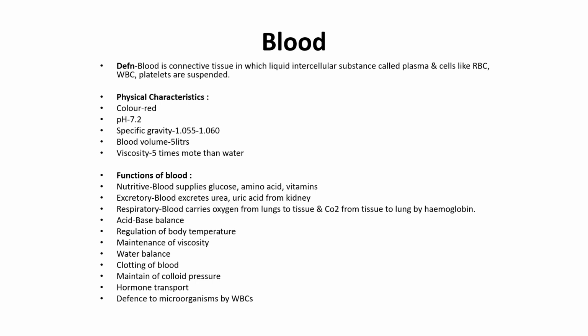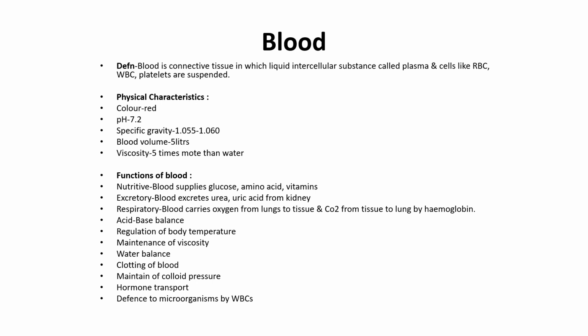Now we will see blood. So it is connective tissue, liquid connective tissue, which consists of cells like RBC, WBC, platelets and plasma, and it is red in color. pH is slightly alkaline, that is 7.2. Blood volume, around 5 liters of blood is present in the body, and viscosity is 5 times more than water. Functions: main function is nutritive.